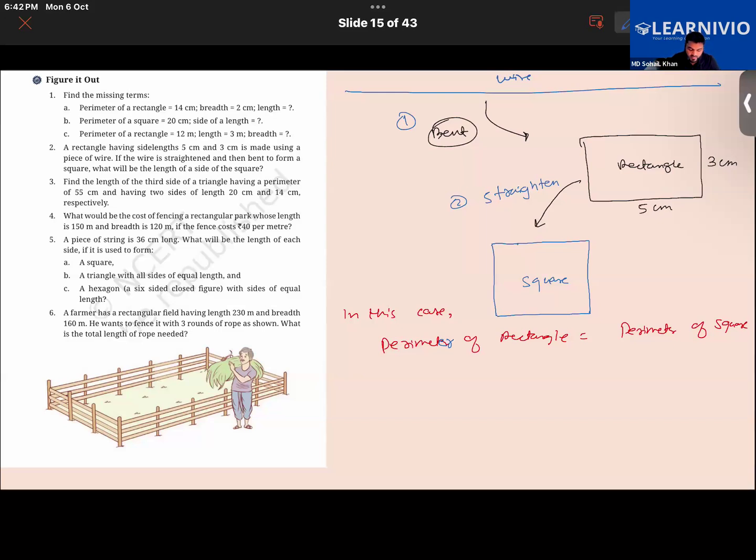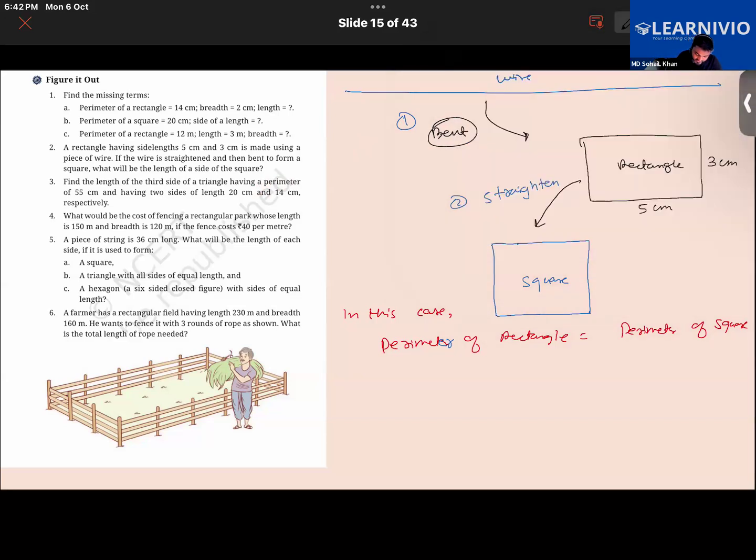Now, moments ago I said that, as it is given in the question, the wire was bent to make a rectangle. Again, this wire was straightened to make a square. So basically, the total length of the wire is same now. Have you cut it? You have not cut the wire. So won't the perimeter of rectangle and square be same here?